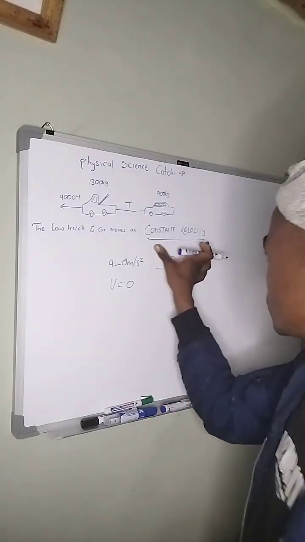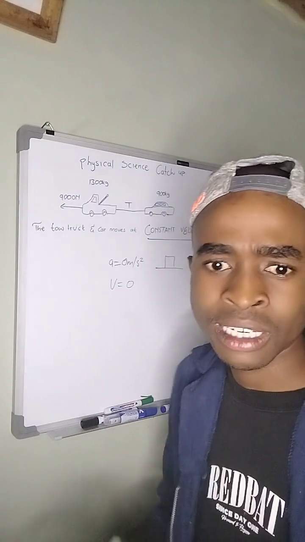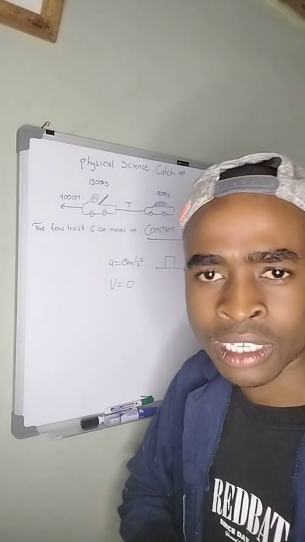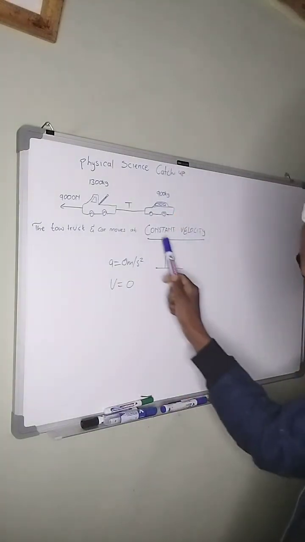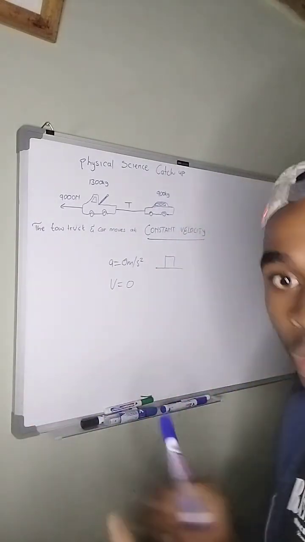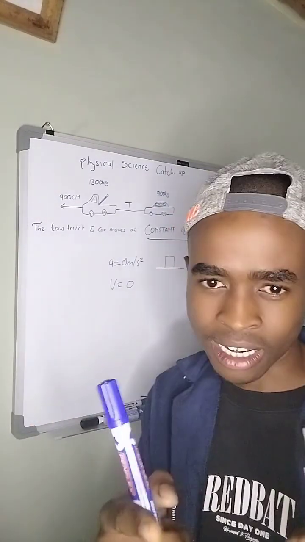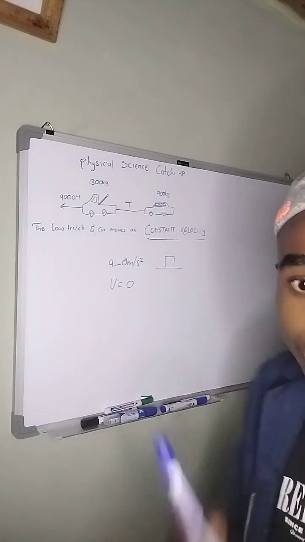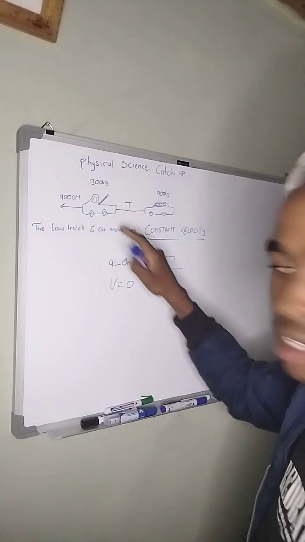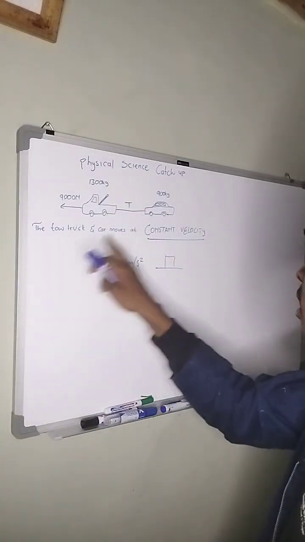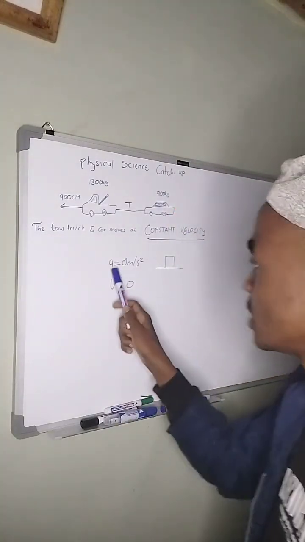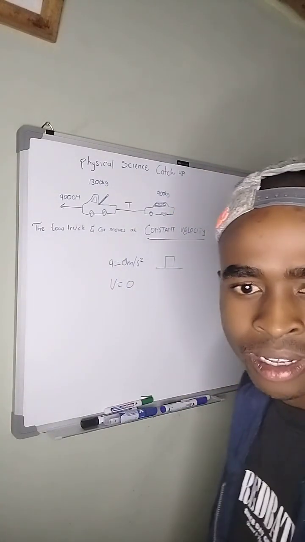So who can tell me, let's remind each other, guys: under which condition is acceleration zero? This condition: when a system is moving at constant velocity, or when the object is stationary. And in this system, since we are told that the tow truck and the car are moving at constant velocity, that's when we get our acceleration to be zero.